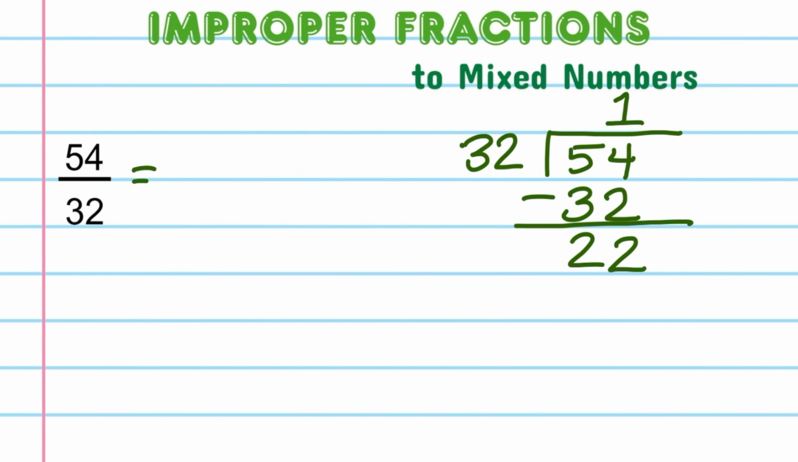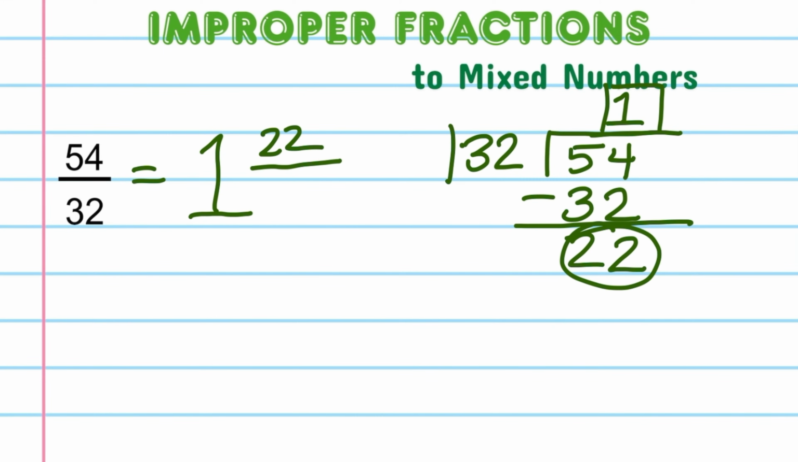Now I'm going to form my answer. Well, I do know that 32 goes into 54 one whole time. So I know that my whole number is 1. 22 is what's left over right here, so that's my numerator, and then our denominator remains the same with 32. So 54/32 converts to 1 22/32.